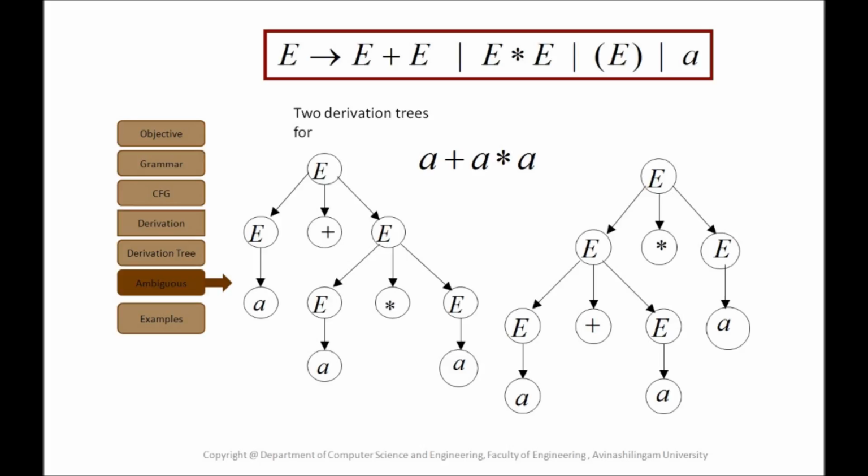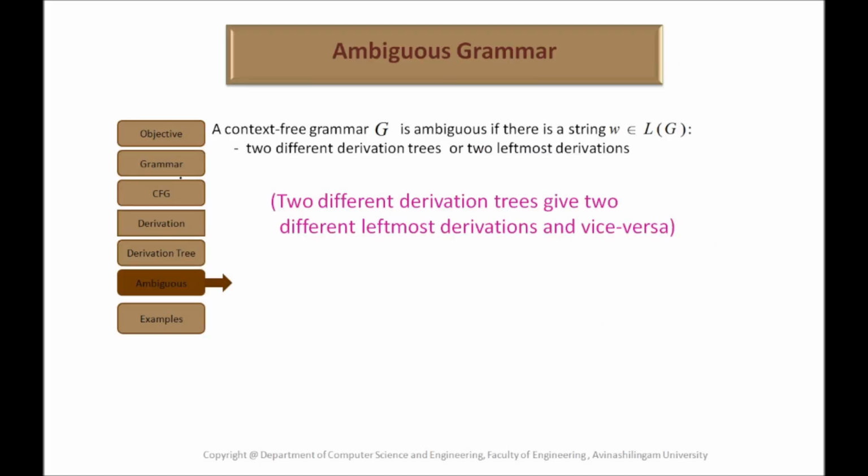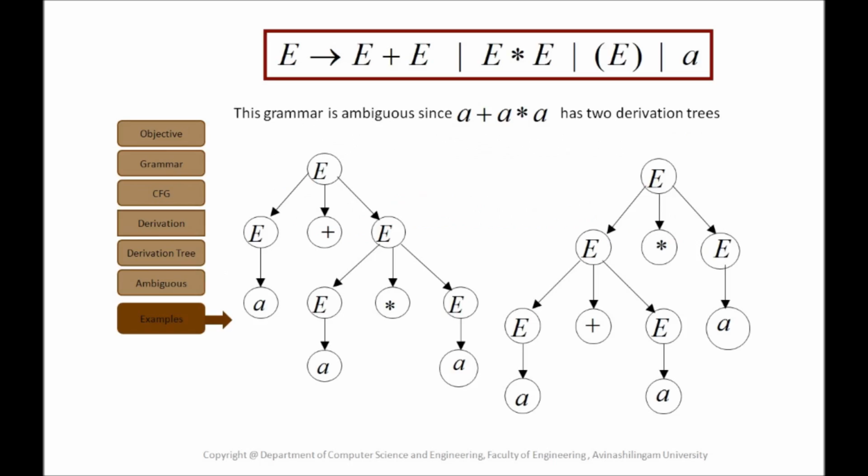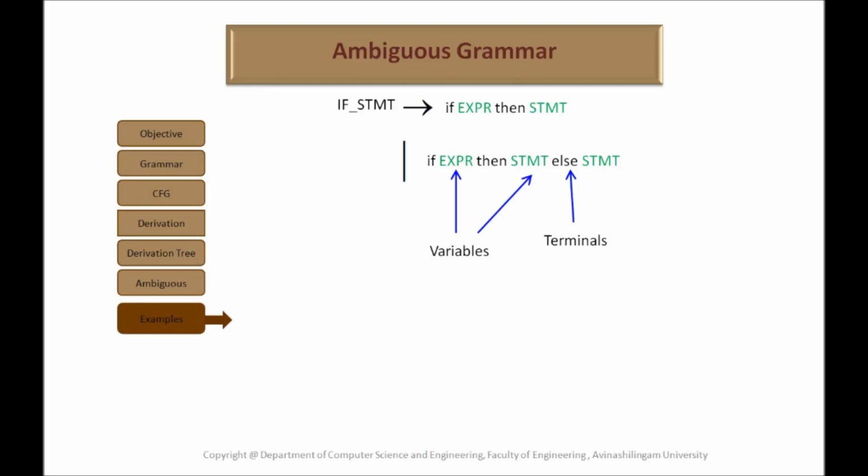So we call this an ambiguous grammar. If we have more than one derivation, we call it ambiguous. That is, a context free grammar is ambiguous if there is a string W which belongs to L of G that has two different derivations or two leftmost derivations. Here two different derivation trees give two different leftmost derivations and vice versa. This is said to be an ambiguous grammar. We have seen it. Next we will see one more example of an ambiguous grammar.